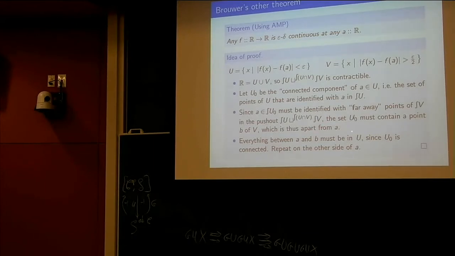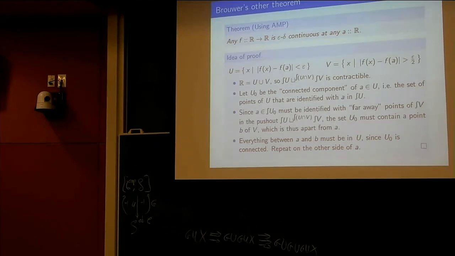But since it's in V, it can't be equal to A. In fact, it's got to be apart from A, because it's in V, its distance under F is far away. So now we've got A, and we've got a B such that F of it is in both U and V. And so A lives on one side of B. I can find something on the other side in a similar way. But U0 is connected, because it's a connected component, so it includes everything in between these two B's that are on either side of A. And so that means there's some positive distance delta, such that everything that's less than delta away from A must also be in U. And that's what we want.